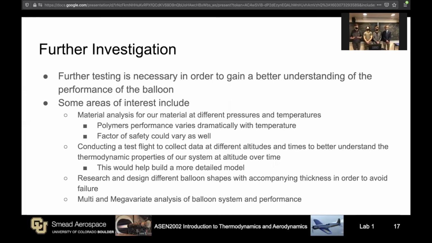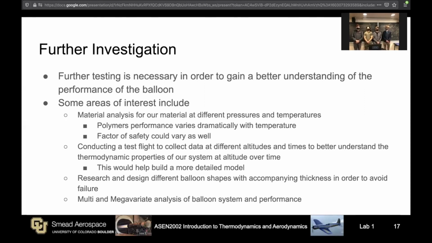Some areas of interest include a material analysis at different pressures and temperatures, because polymers are notoriously capricious at different temperatures, as well as the factors of safety at these temperatures. We should also be conducting a test flight to gather data in order to assess different altitudes and times and to better understand the atmospheric model. Because please remember that the model we are using at the moment is from 1971, and the climate of the Earth has changed considerably since then.